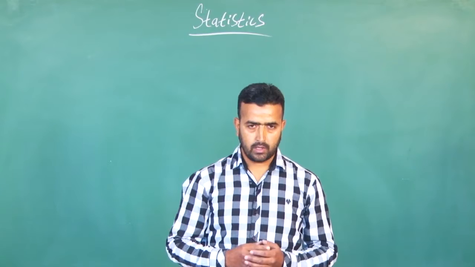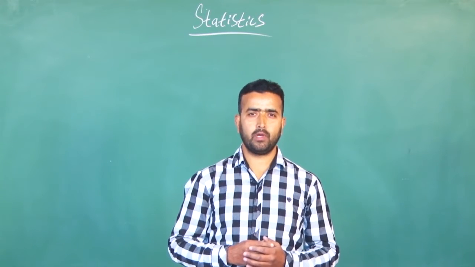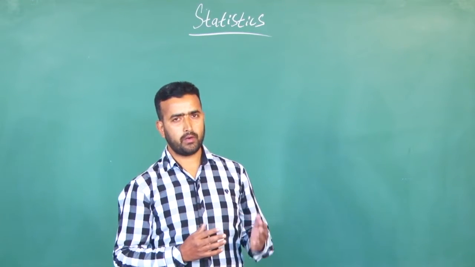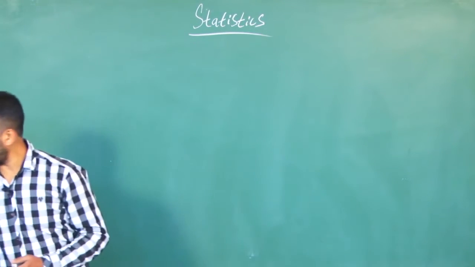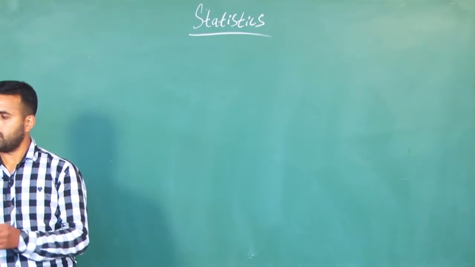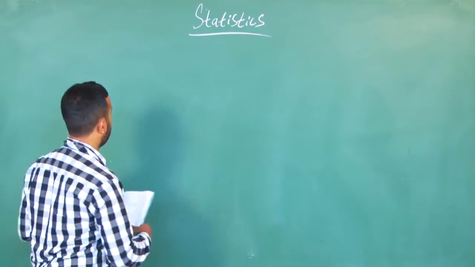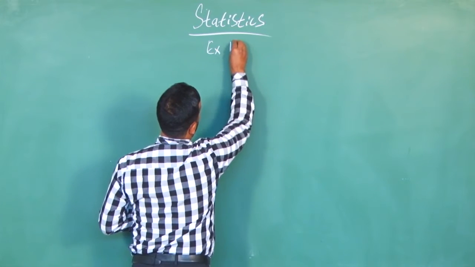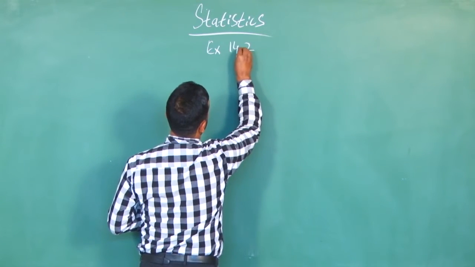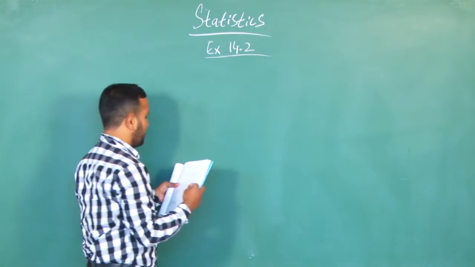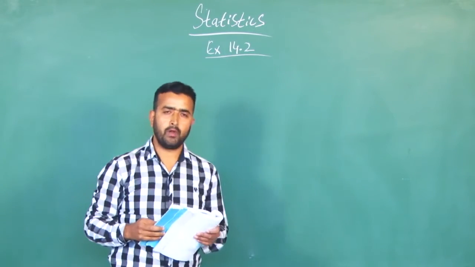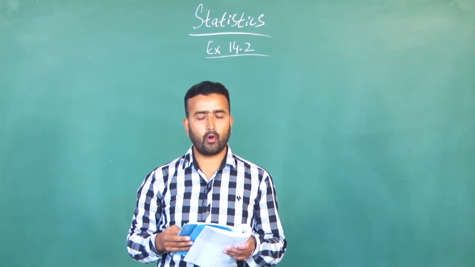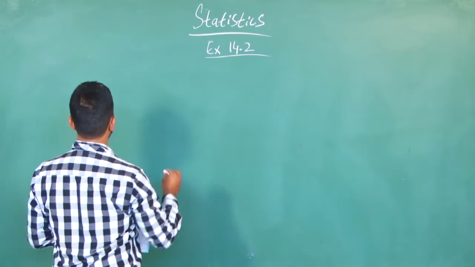Now let us take the numerical example from the textbook and represent the given data in tabular form. Now let us see the example, one of the examples from our exercise 14.2 of our textbook. Here the values about the blood groups of the 30 students of the class are recorded as follows. The data is as follows.